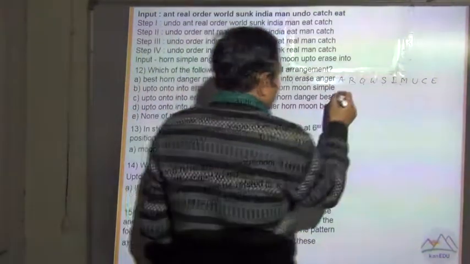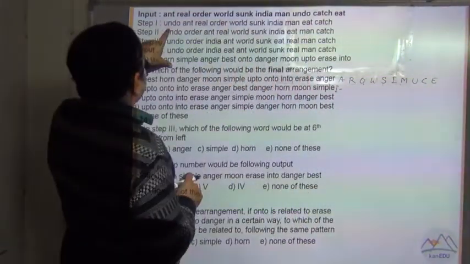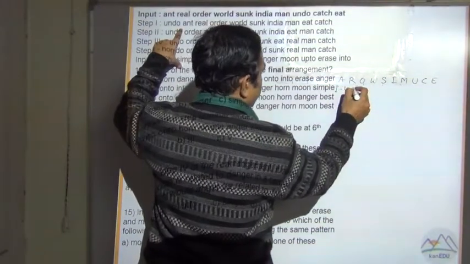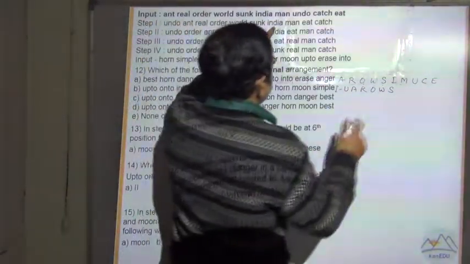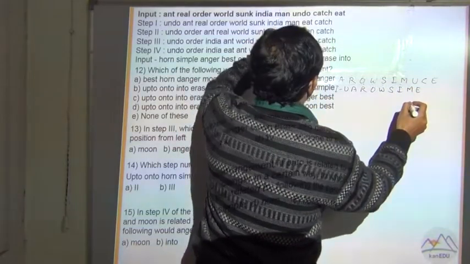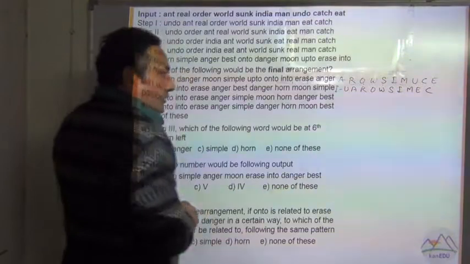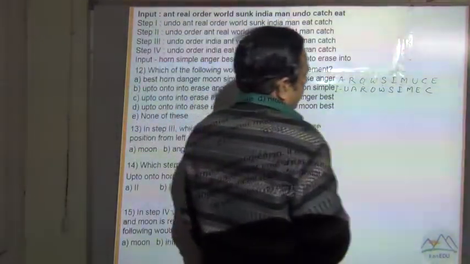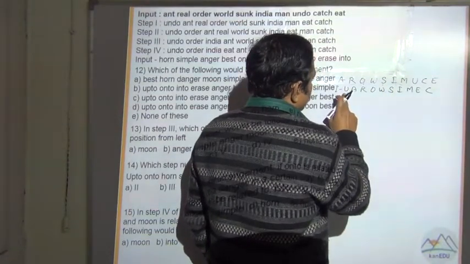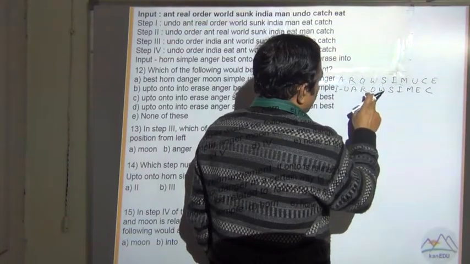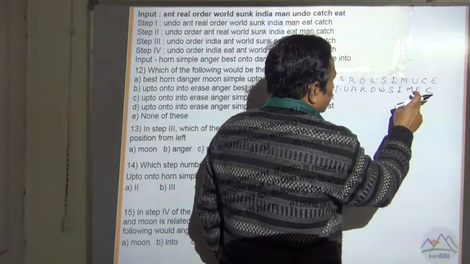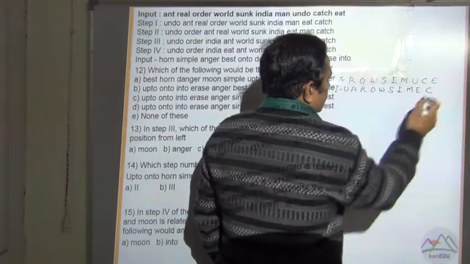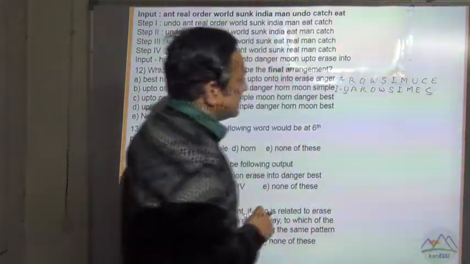Now in step 1, what we can see is that undo U-A-R, U-A-R, O-W-S, I-M-E, C. Okay, so we can see that U has come to initial position, then we can see A, R, O, W, S, I, M, U has gone. Now instead of C, E has come here and C has gone here. So these are the two changes which we can see.